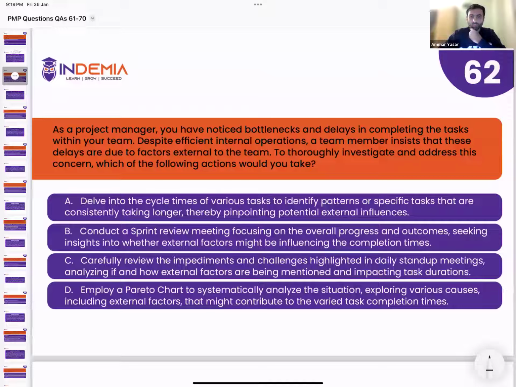All right, so I can see C, D, and B. Okay, so why have you chosen option C?